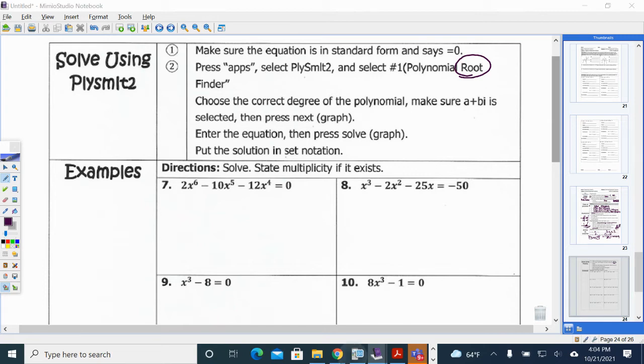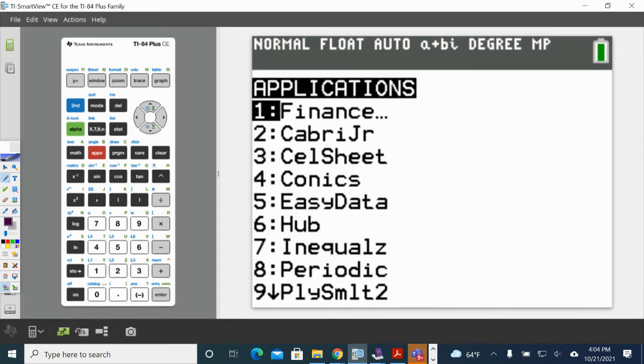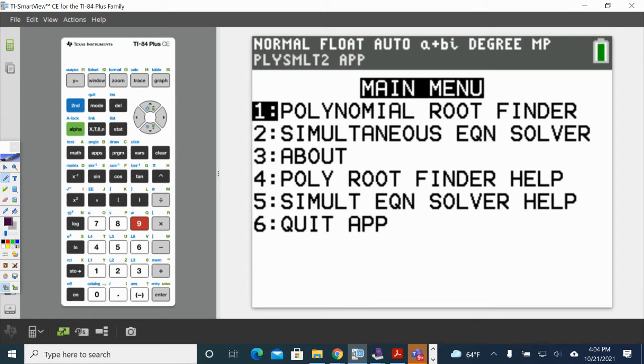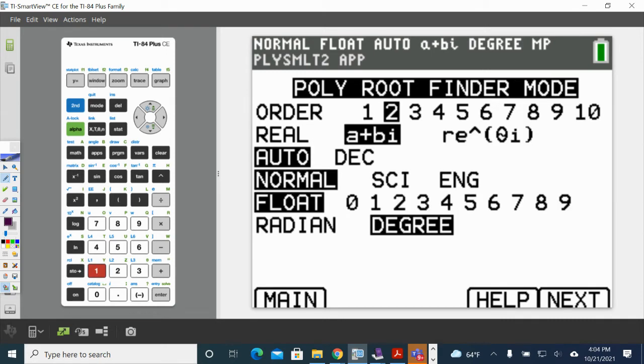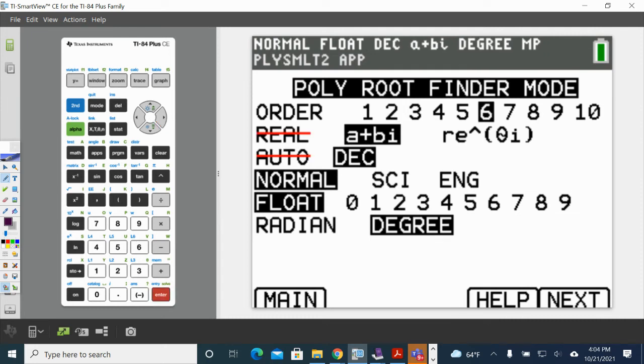So I'm going to go to my calculator, go to apps, select Polysimulator, and we're going to select number 1, which is your root finder. The degree on number 7 is 6. Notice that when I selected the 6, real and auto automatically X'd out. A plus bi and decimal are highlighted, which is fine. I'm not worrying about any of the rest of that. We're going to click next, which is graph.